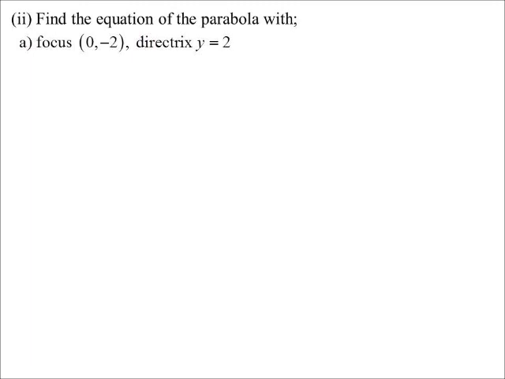Okay, well, what about this one then? The focus is at 0, negative 2. The directrix is at y equals 2. What would the equation be? Well, a is negative 2. The focus is 0, a. So we know x squared equals 4ay. We get x squared equals minus 8y.